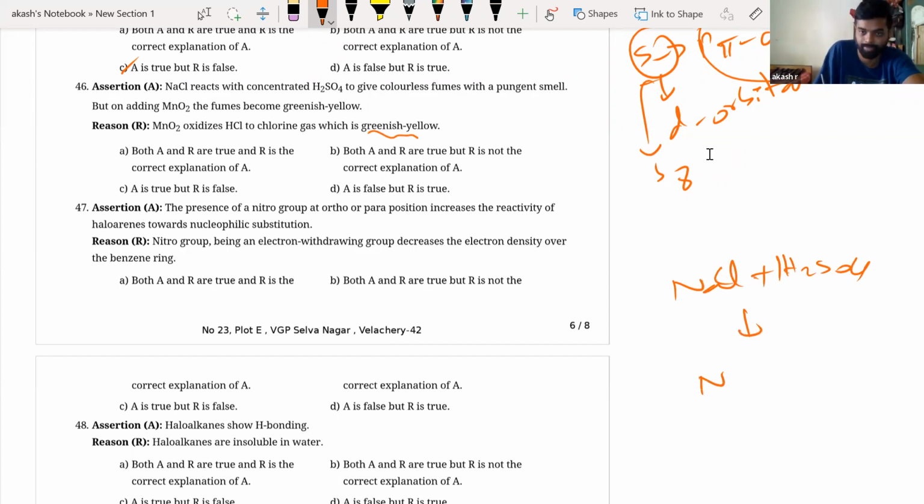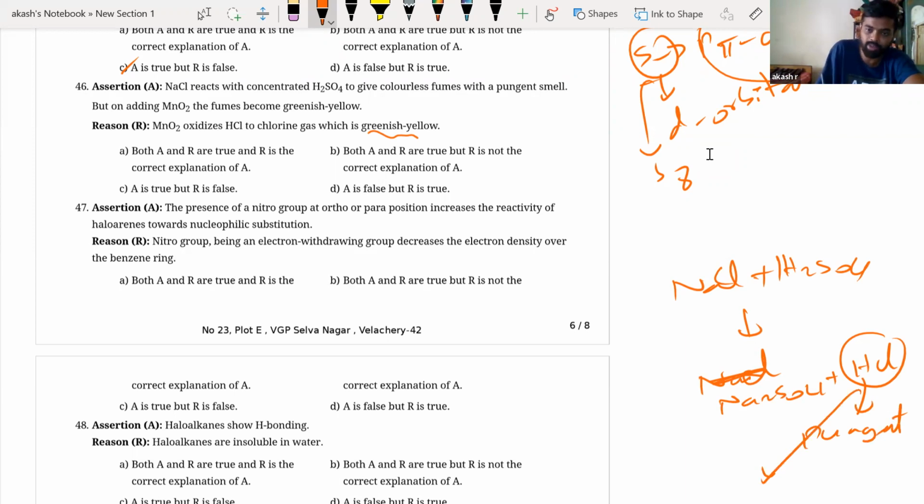HCl. Understood. Fine. So you have NaCl, H2SO4 giving Na2SO4 plus HCl, and this is your pungent smelling gas, right? And this HCl, when it reacts with MnO2, forms Cl2 gas. This is your greenish yellow gas, right? So both are correct. Both reasons are correct, and it is the correct explanation. So A is the correct answer, right?